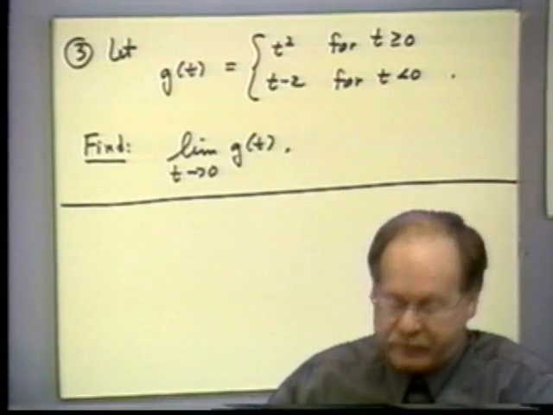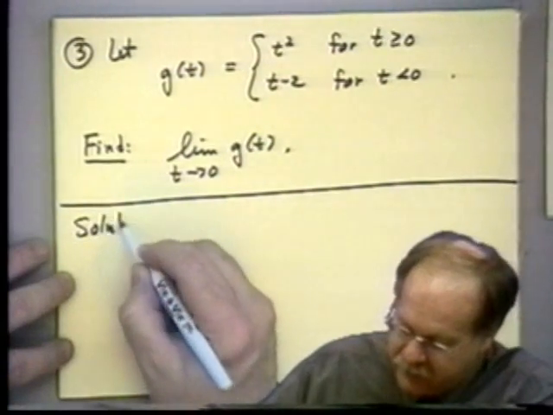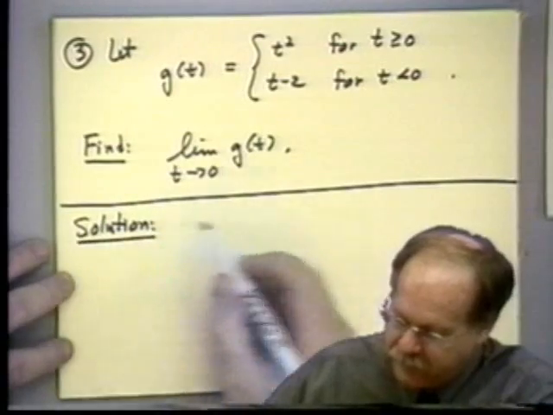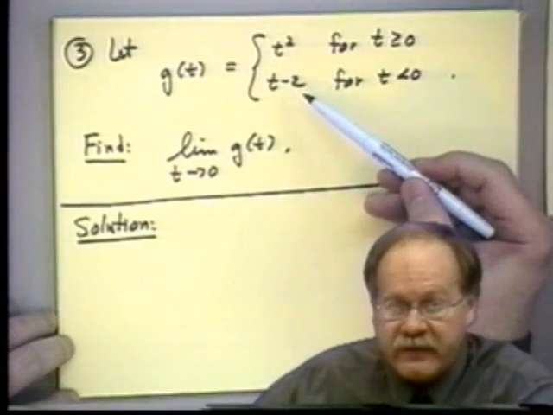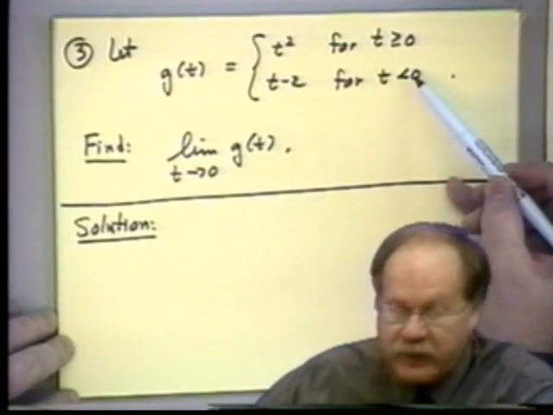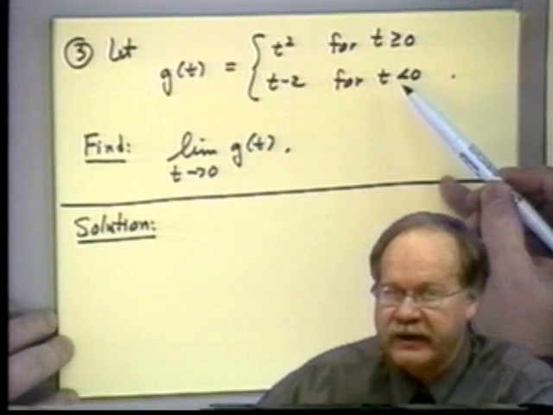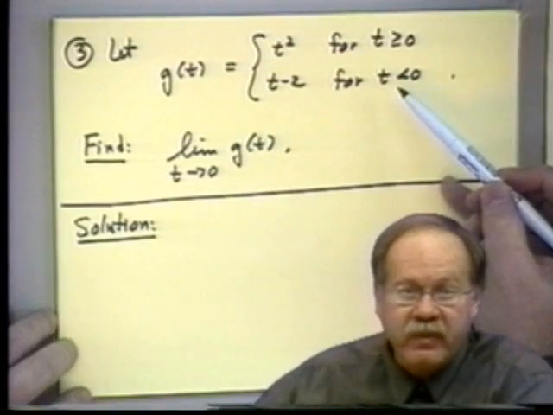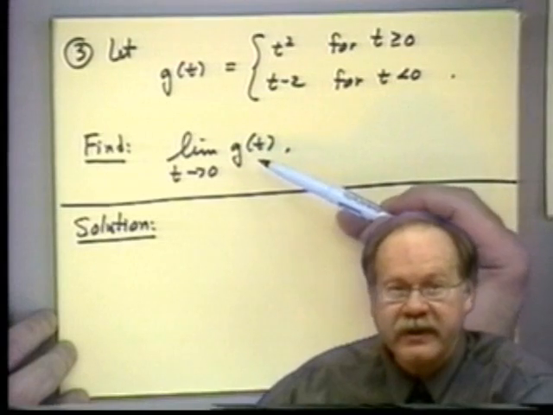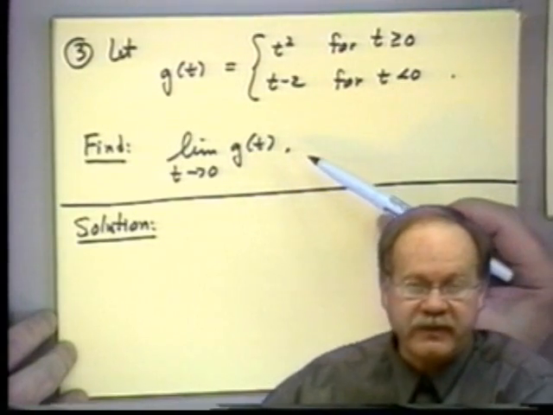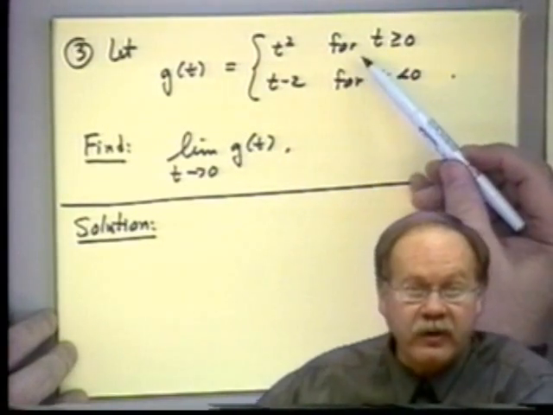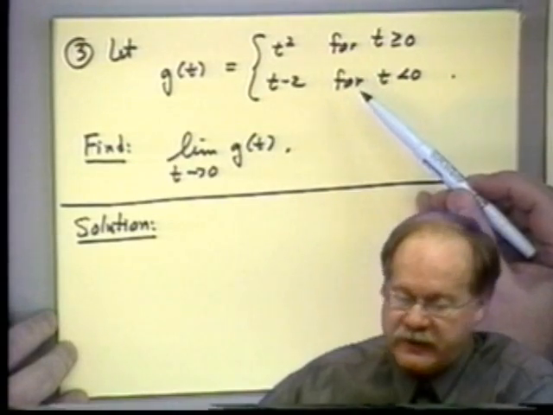Well, here's my solution. Now, since this piecewise defined function breaks at 0, I'm going to examine the two one-sided limits on either side. Now, if I'm lucky, they will be equal, and I'll have a two-sided limit, and I'll be able to answer this question with a specific number. If not, at least I will know that from the left and right, certain limits exist.